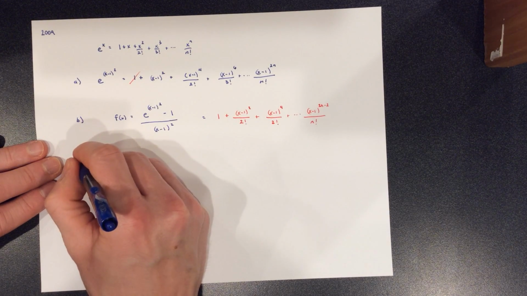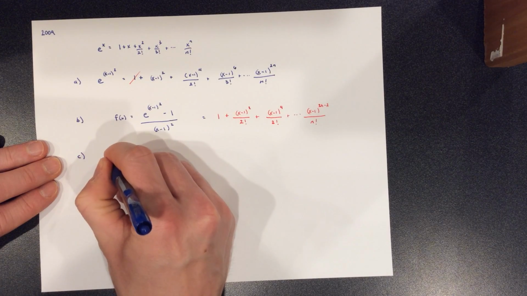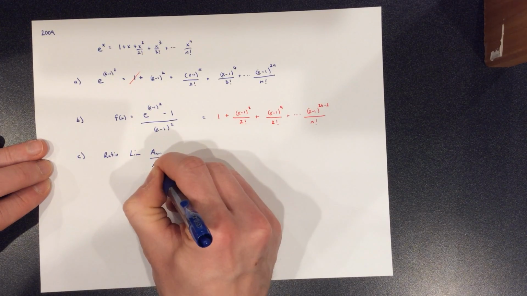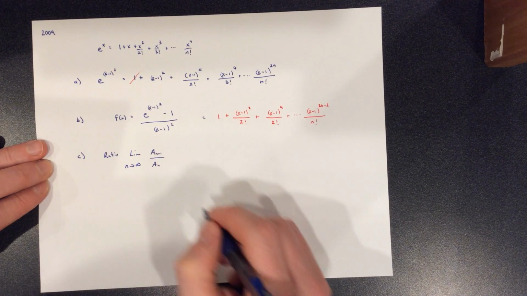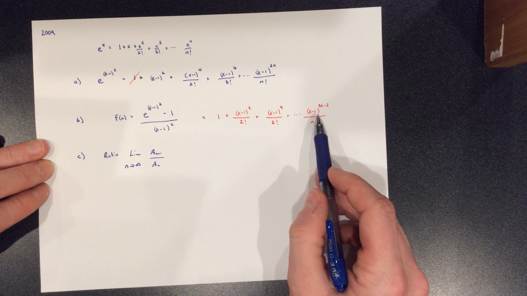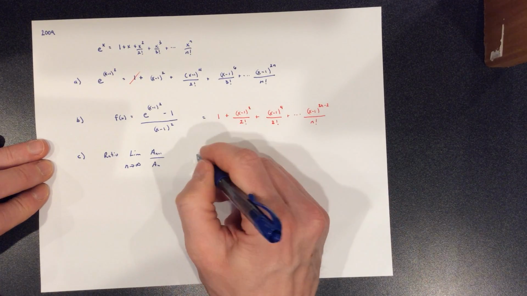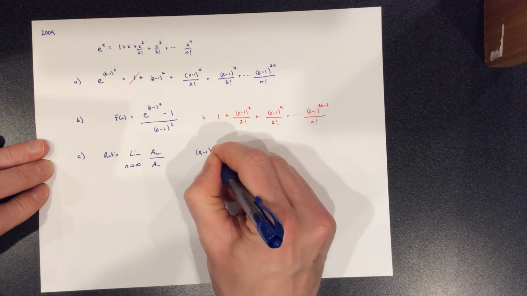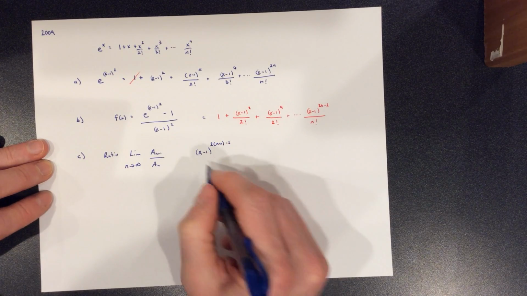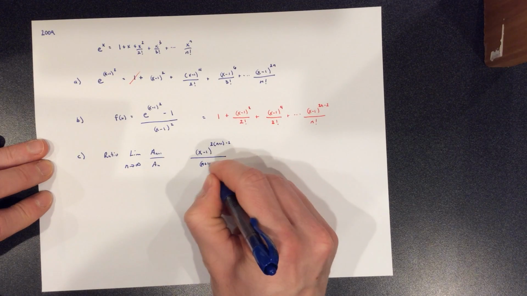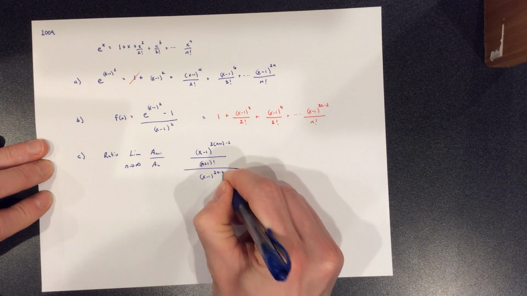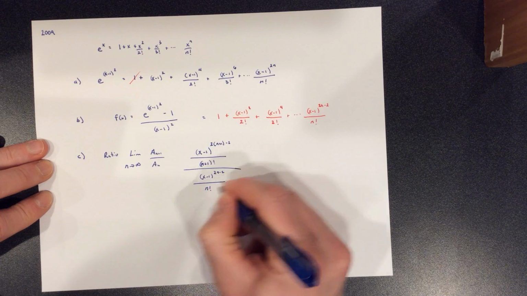The ratio test is looking at the limit of a_(n+1) over a_n as n goes to infinity. Looking at the general term here, we're going to shift this up by an n value of 1, so n plus 1 minus 2 over (n plus 1) factorial, all over (x minus 1) to the 2n minus 2 over n factorial.